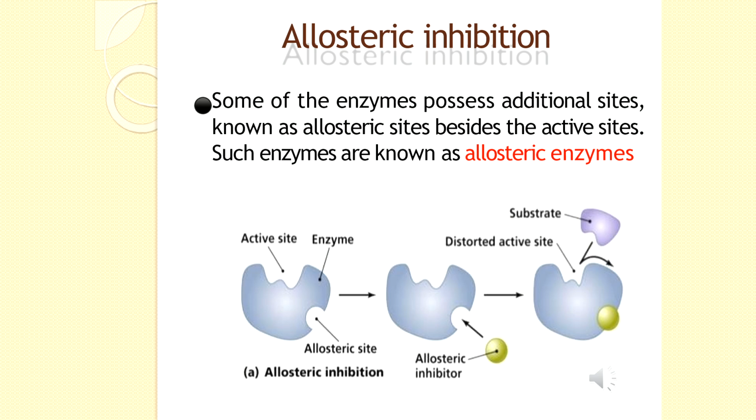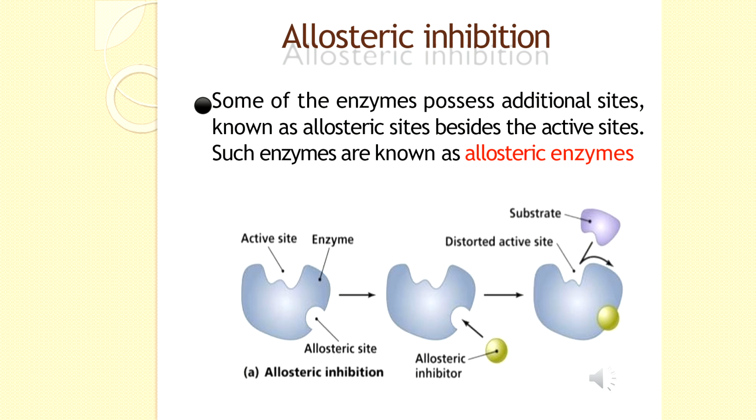Next is allosteric inhibition. Some of the enzymes possess an additional site known as the allosteric site, besides the active site. Such enzymes are known as allosteric enzymes. So other than the active site, the enzyme has some portion that is known as the allosteric site. Allosteric inhibition means the inhibitors which bind to the allosteric site of the enzyme.